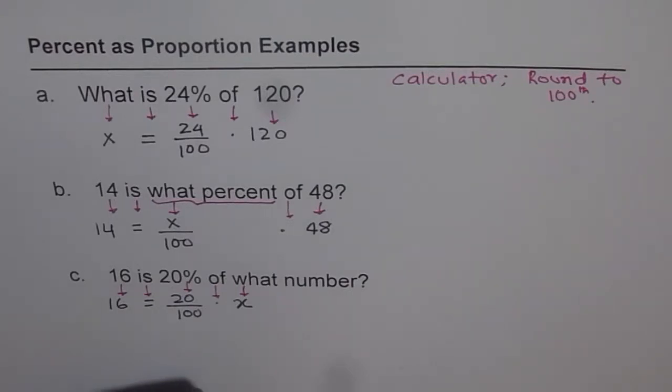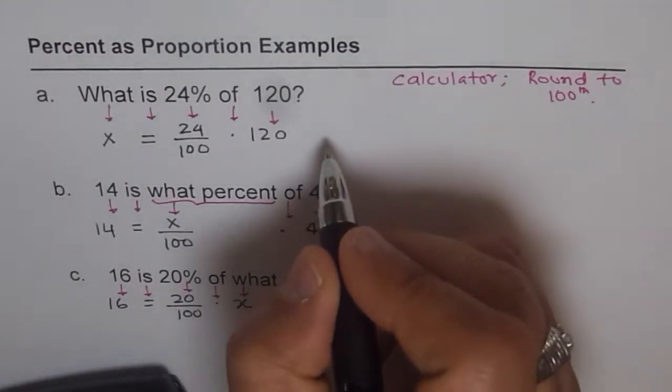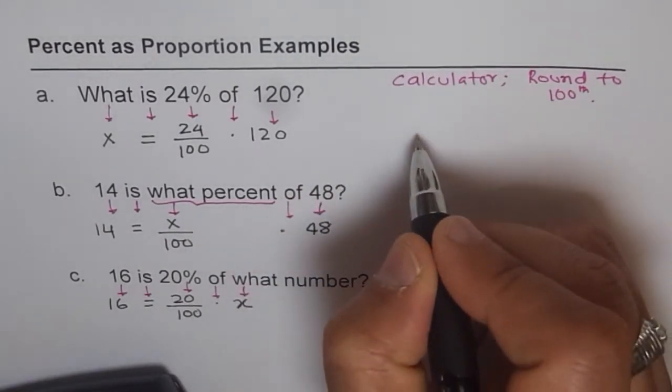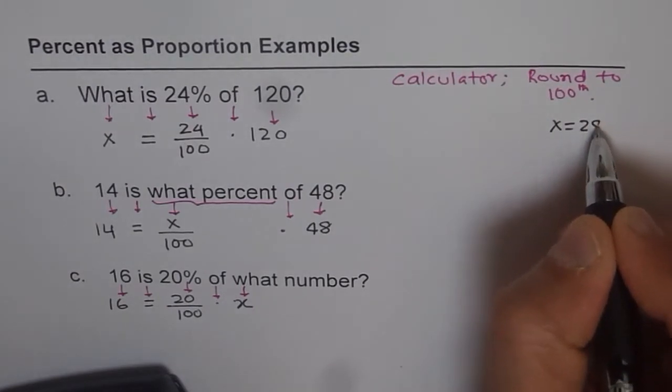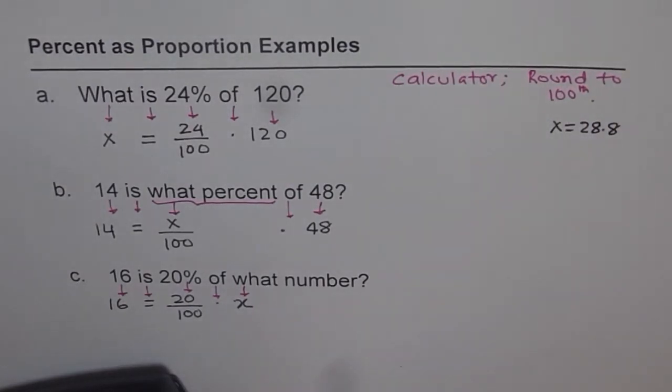So x is 24 over 100 times, so it is 24 divided by 100 times 120 equals, let's change it to decimals, 28.8. So we get our value here. So we get x equals, so you calculate and write down your answers. It is 28.8 in this case.